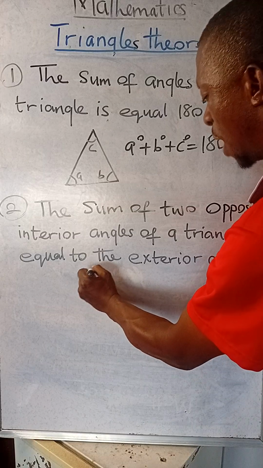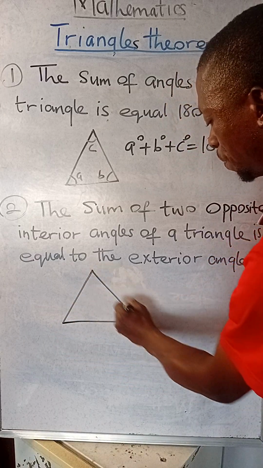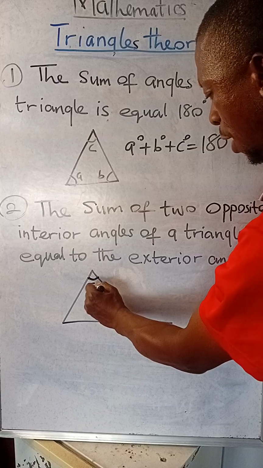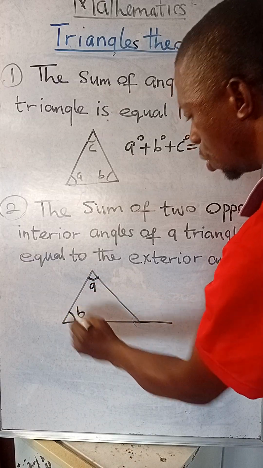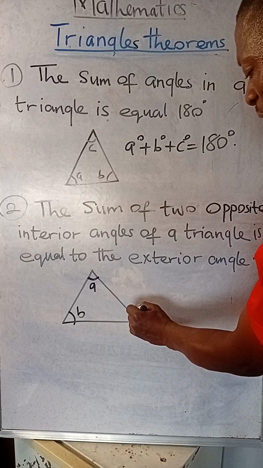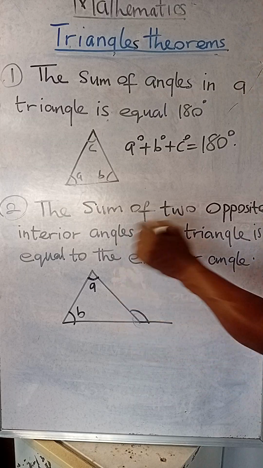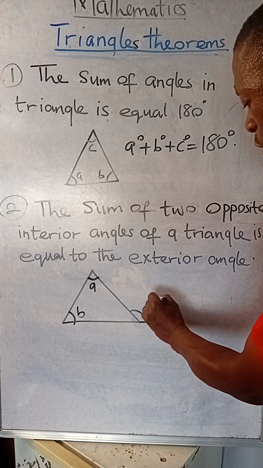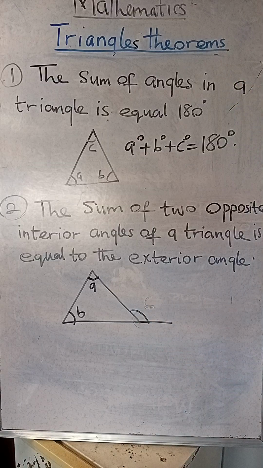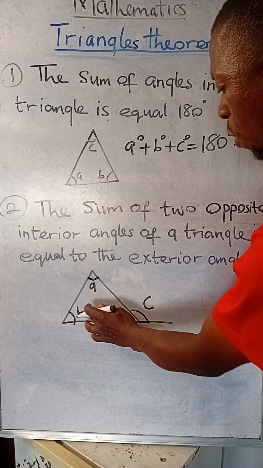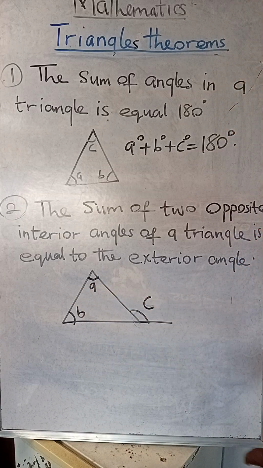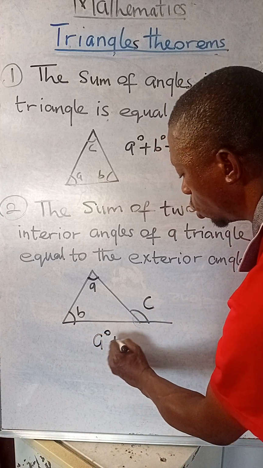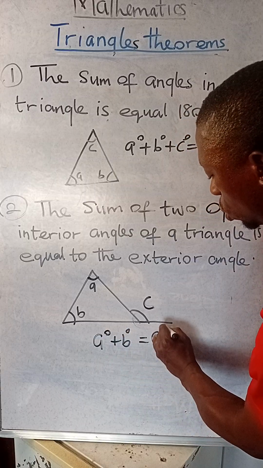So let's say we have a triangle like this. You see this, we have this point to be A, we have this point to be B. Now, if we have these two angles and we have an exterior angle outside the triangle, which is this part, let's call this part C. What the theorem is saying is that the sum of these two interior angles, the sum of the two angles inside the triangle, is equal to this exterior angle. So we say that angle A plus B equals angle C.